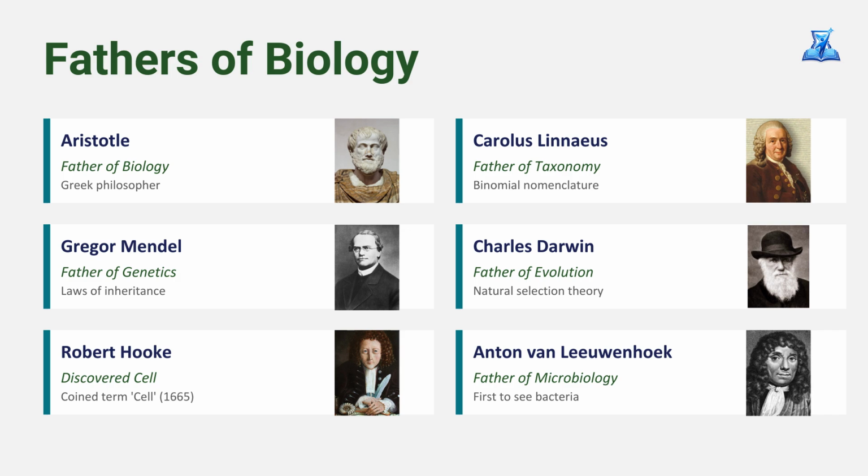For taxonomy, Carolus Linnaeus is known as the father of binomial nomenclature. His system of naming organisms with 2 names, genus and species, made the classification of living things much clearer and standardized. And of course, Aristotle, the Greek philosopher, is often called the father of biology. His efforts to categorize and understand living organisms laid the foundation for biological sciences.